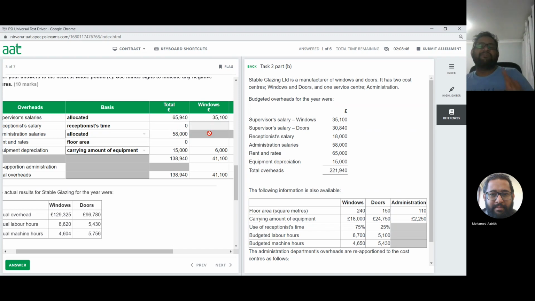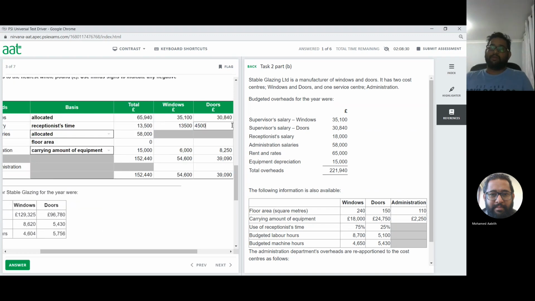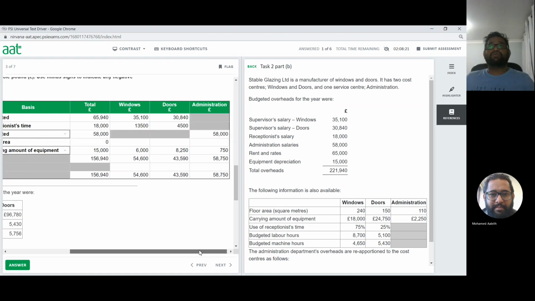So what is 75% of 18,000? You just get 18,000 in your calculator and multiply by 0.75, and it will be 13,500. Now you see it's automatically adding that up. The rest is going to be 4,500, not 45,000, definitely. So it automatically becomes £18,000. That solves that problem. Now let's look at the next one.